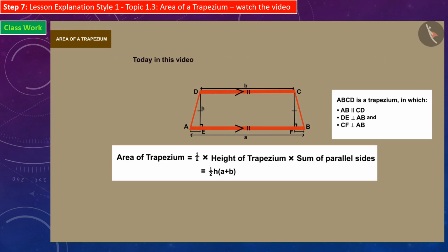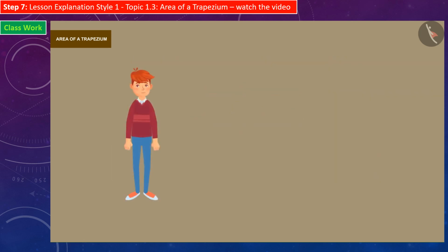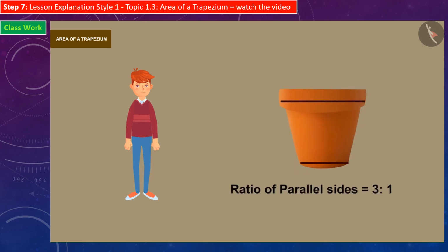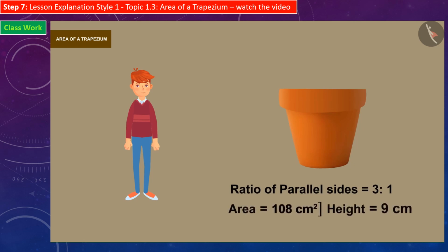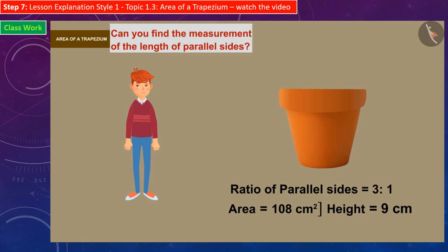Today in this video, we will see examples based on the area of trapezium. This is Amit. He wants to make a picture of a pot which has parallel sides in the ratio 3:1. If the area and height of the pot are 108 square centimeter and 9 centimeter respectively, can you find the measurement of the length of parallel sides?